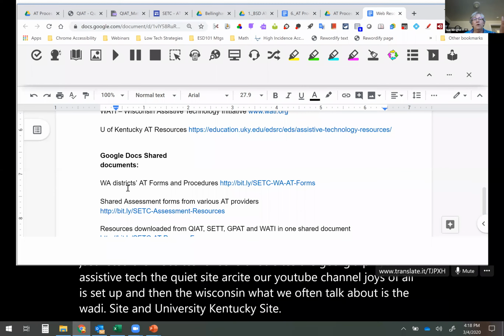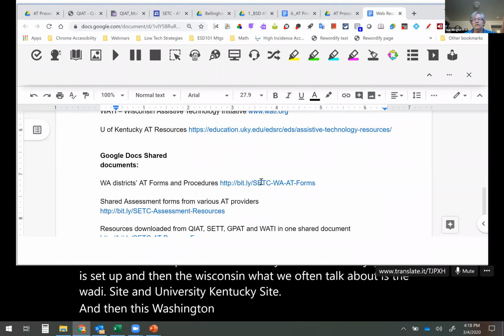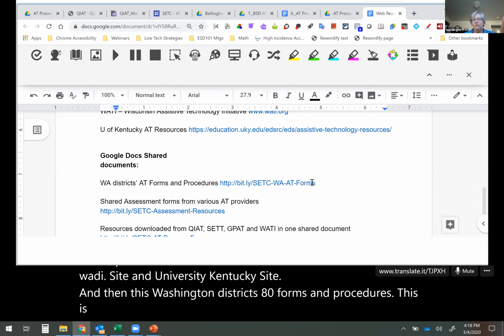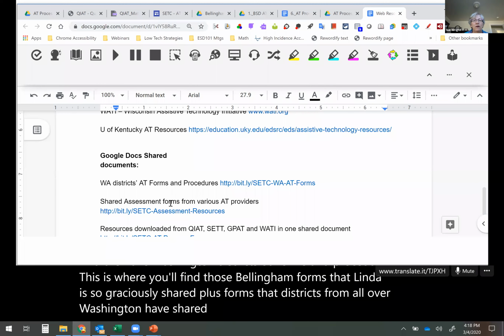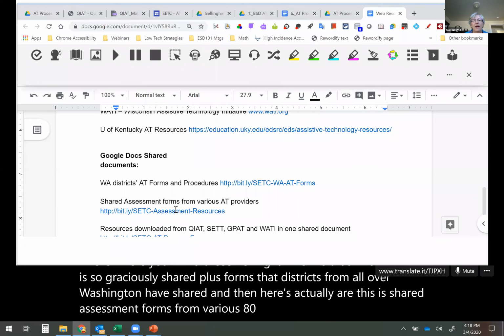And then this Washington District's AT Forms and Procedures, this is where you'll find those Bellingham forms that Linda so graciously shared, plus forms that districts from all over Washington have shared. And then here's our shared assessment forms from various AT providers. I just really like this one.